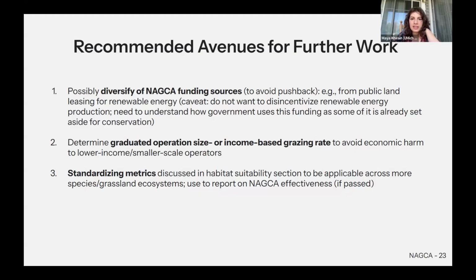So I think the Python code that I provided could possibly be modified to have some kind of graduated rate depending on operation size or income, so that smaller operators would not be harmed by this rate increase. And then finally, I already talked about this a little bit, but some of the metrics that Bridget introduced in the habitat suitability section, as well as Lou's literature review and Mary's ground truthing pieces, could be standardized to apply to more species and grassland ecosystems. And if there's uptake for these, they could be used to report on NAGCA's effectiveness.